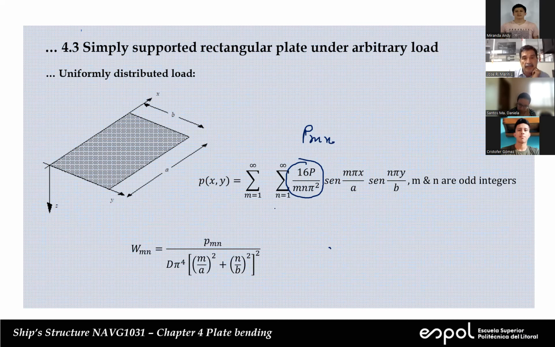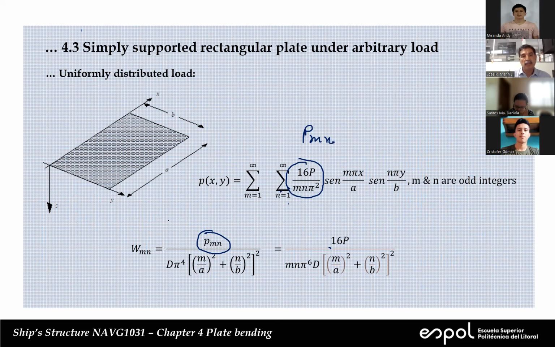So to calculate the response, this is the amplitude of the deflection. And since we have PMN, we have a formulation for this, and this is what we obtain. Please be careful, because this is specifically for the uniformly distributed load. Okay, if you have a different loading, then you have to replace this by the corresponding function.